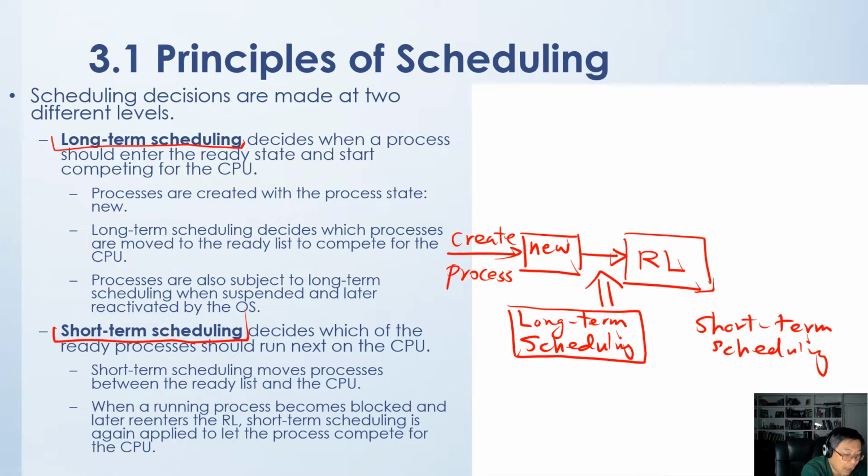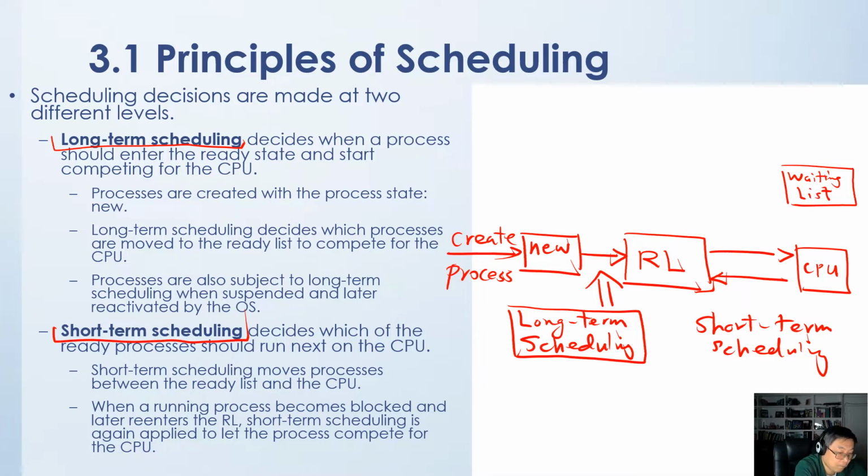Now, the short-term scheduling is going to decide which process should be allocated to the CPU and which process should be removed from the CPU. So the short-term scheduling is going to move a process back and forth between the ready list and the CPU. Okay. So when a running process becomes blocked, for whatever reason, if it is waiting for resources, the process is going to be put in the waiting list for a resource. So then the process will be blocked. And when the resource is ready, the process will be put back into the ready list. And the short-term scheduling is going to decide whether the process will get the CPU again or not.